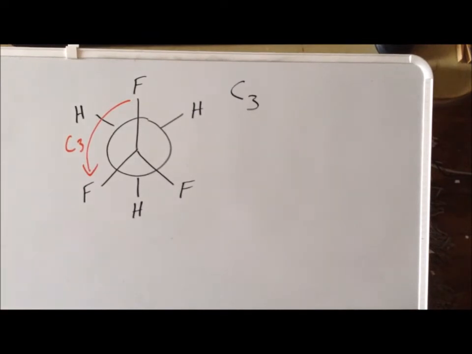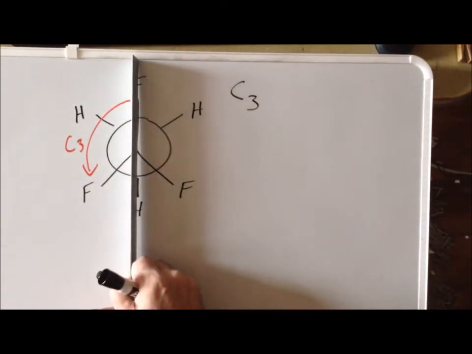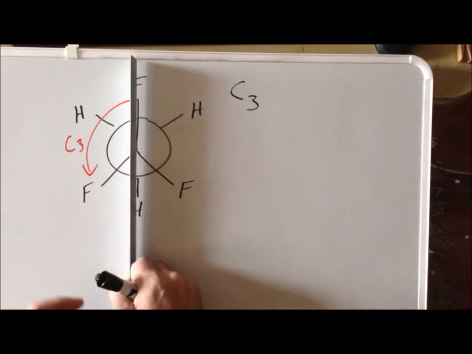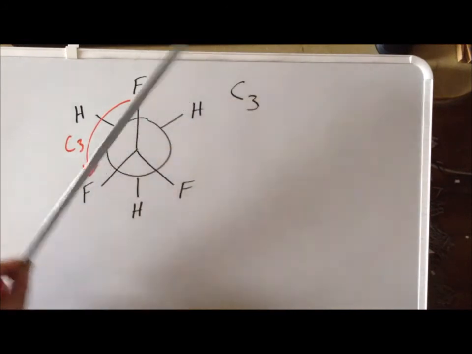That means we don't have a D group. Maybe we might have mirrors, so let's see if we have any mirror planes. And I notice that if I look along this plane here, it's going to reflect the left half of the molecule into the right. So I actually have a mirror there. I have a mirror along here, and I have a third mirror here.